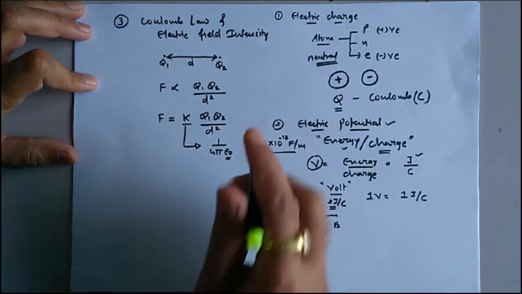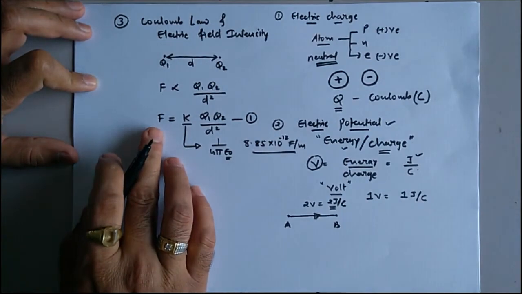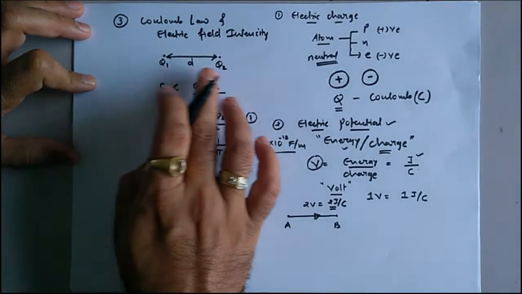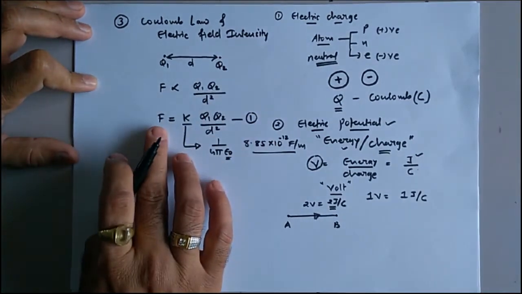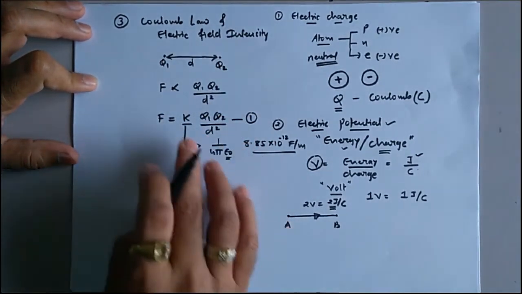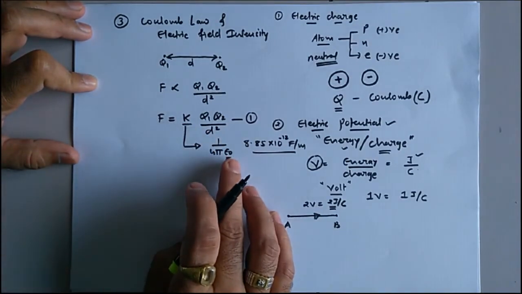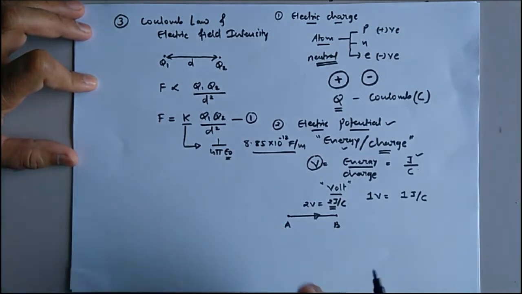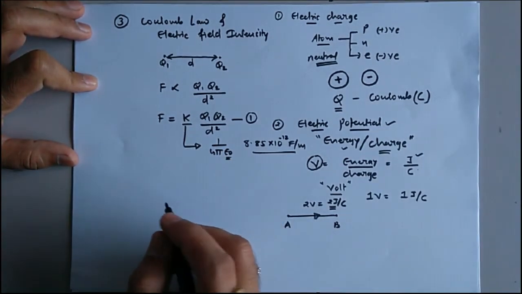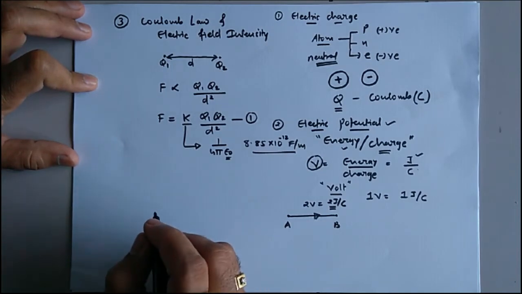So from this equation, let this be equation number 1, it is very clear that the force of repulsion between these two charges is given by F equals K Q1 Q2 divided by d square, where K is nothing but a proportionality constant which depends upon the permittivity of that particular medium.